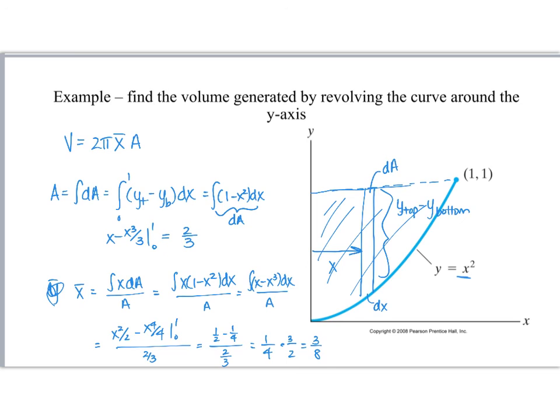So let's put this information up above. I got 2 pi times 3/8 for my x bar. My area was 2/3. So we can see we can do some simplifying, and we end up with a volume of pi over 2. And so that's how we would actually use one of these theorems. All right, that's it.